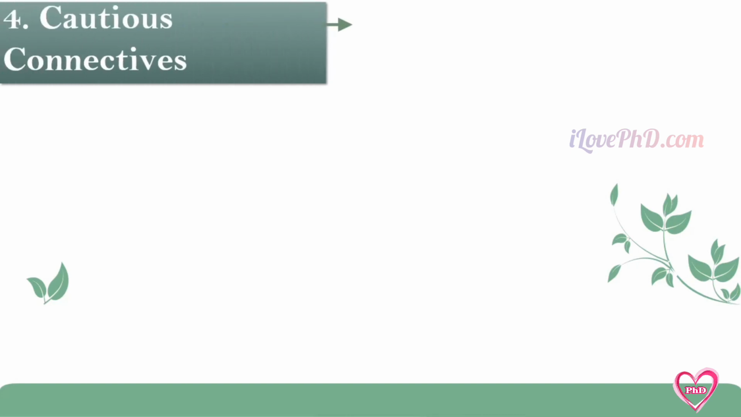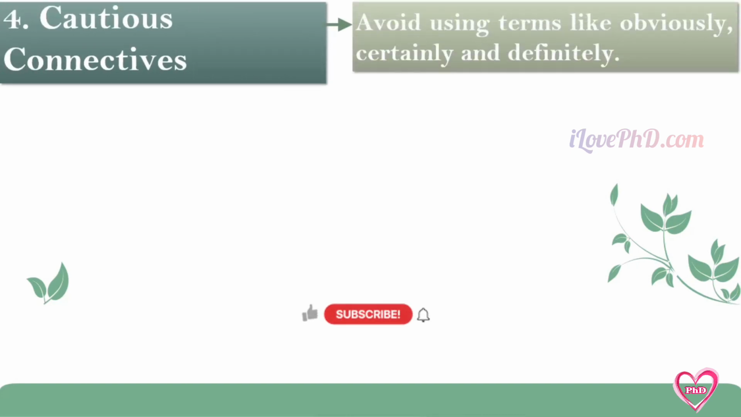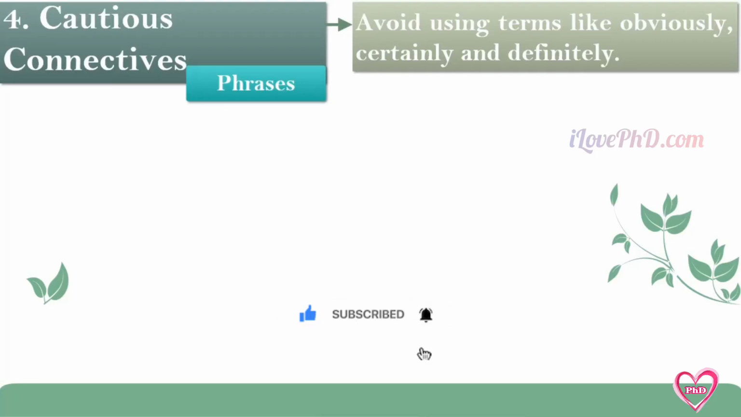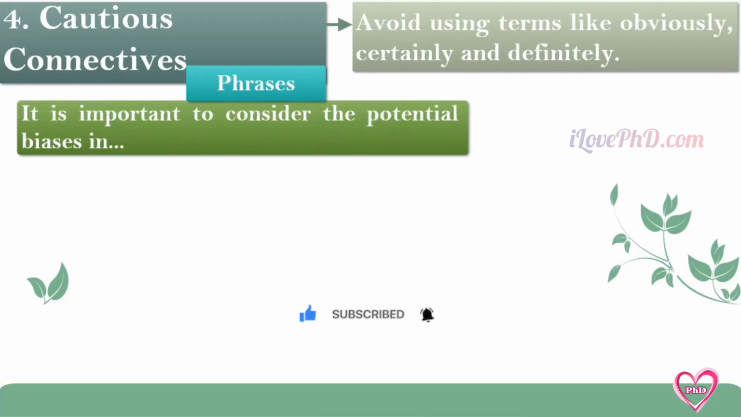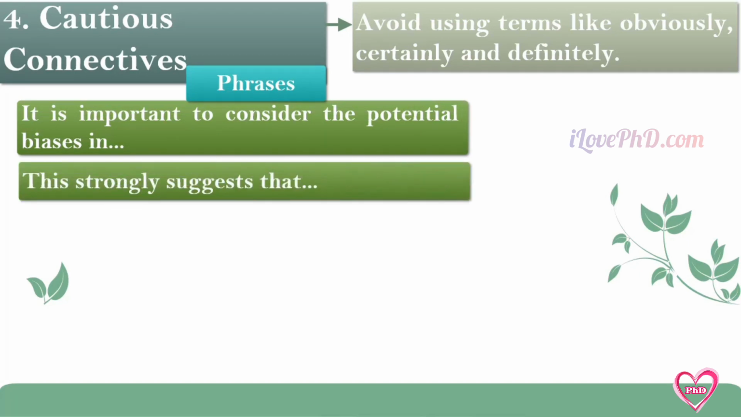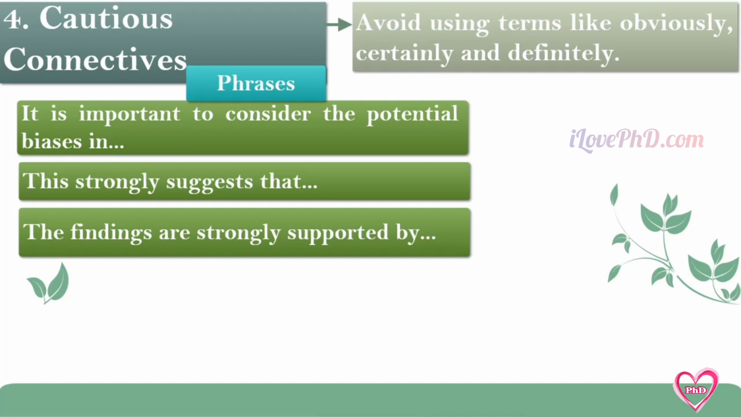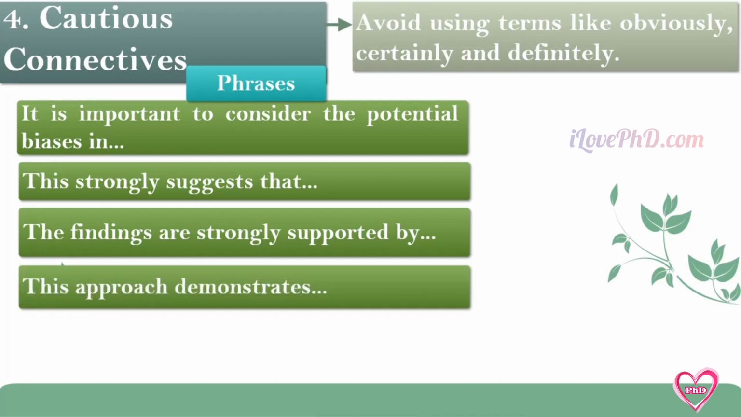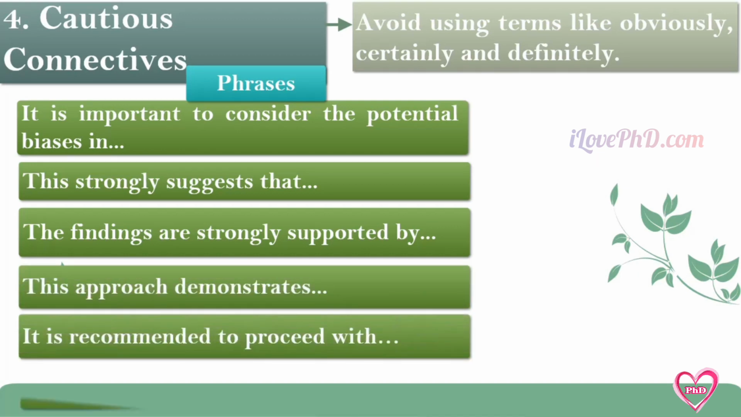Then comes cautious connectives. Avoid using terms like obviously, certainly, and definitely unless you are citing literature. Instead of using terms like surely or everyone knows, you can use phrases like: it is important to consider the potential biases in this; strongly suggests that; the findings are strongly supported by this approach; demonstrates; it is recommended to proceed with; it is prudent to be.